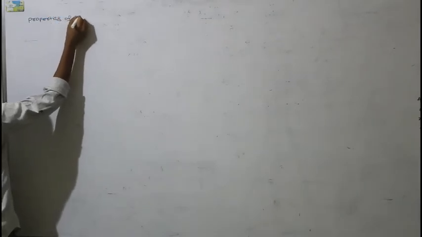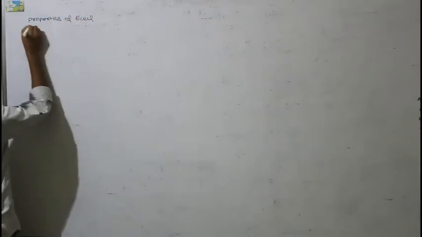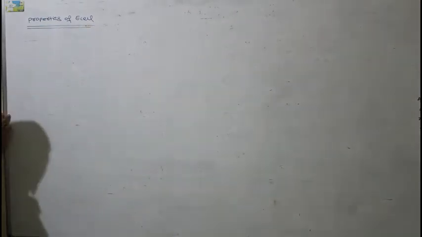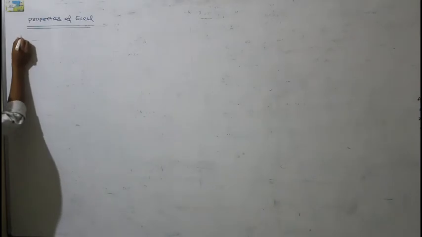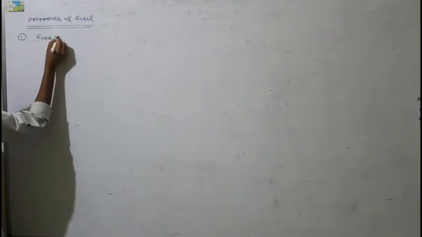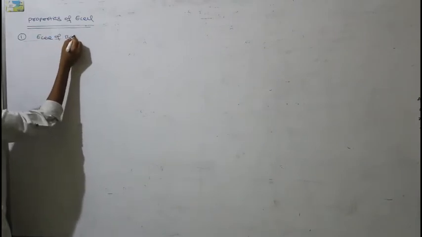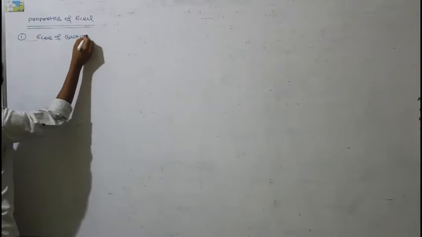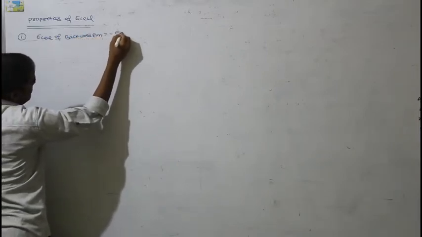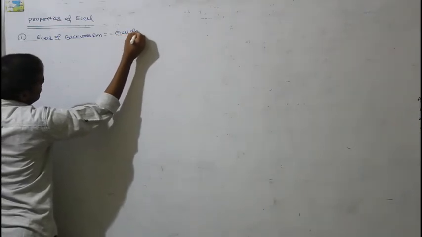Properties of E cell. If you take number 1, like del G only, E cell of the backward reaction is equal to minus E cell of the forward reaction.